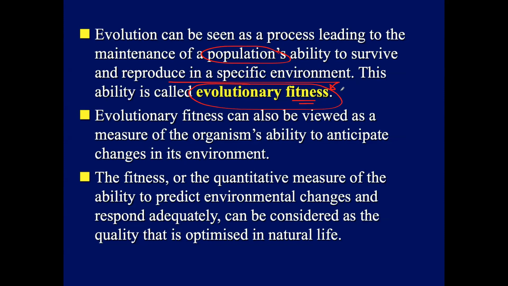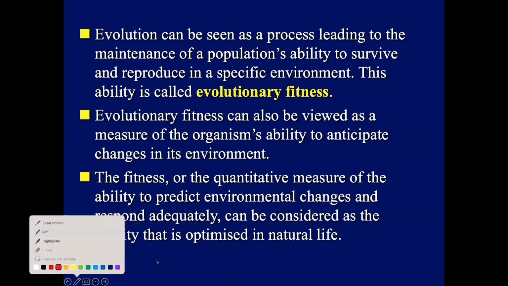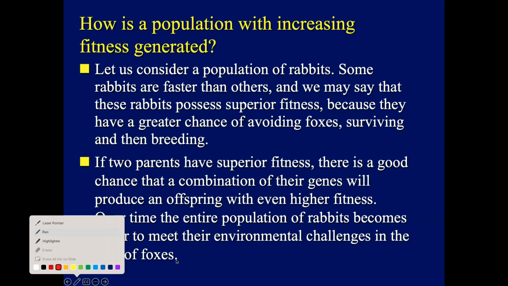Okay. So in real life, we know that fitness cannot be measured directly. However, it can be estimated on the basis of the ecology and functional morphology of an organism in its environment. When we look at evolutionary fitness, we can also view it as a measure of an organism's ability to anticipate changes in its environment. So the fitness, or the quantitative measure of the ability to predict environmental changes and respond adequately, can be considered as the quality that is optimized in natural life. That's how things happen in the context of evolution.